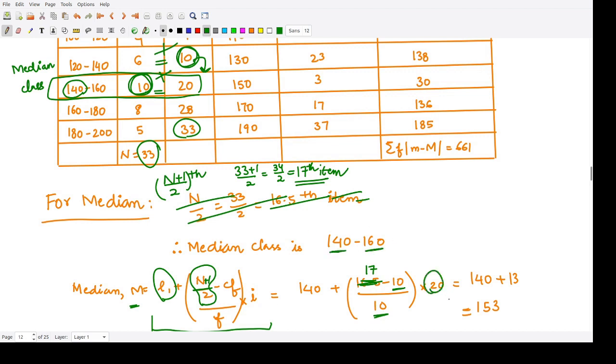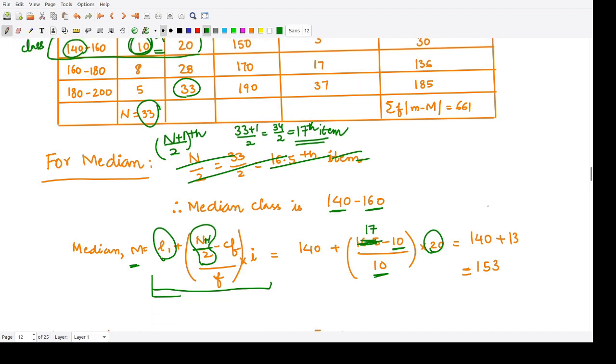So this is I. When you substitute this, let's look at what we have. 140 plus 17 minus 10 is 7, divided by 10 into 20. So the 0 and 0 cancel. So we have 14 here, so we have 154 as the answer. So this is the median.